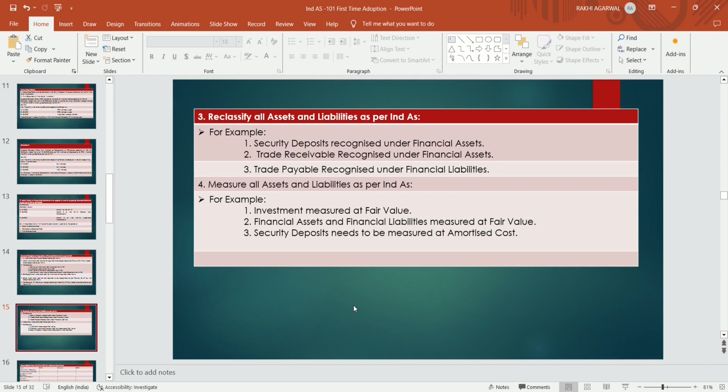Then measurement of all assets and liabilities as per Ind AS, whether measured at fair value, amortized cost, or cost. Like investments are measured at fair value. Financial assets and liabilities are measured at fair value. Security deposits are measured at amortized cost. So these are the measurements of assets and liabilities as per Ind AS. Classification is also important as per Ind AS.